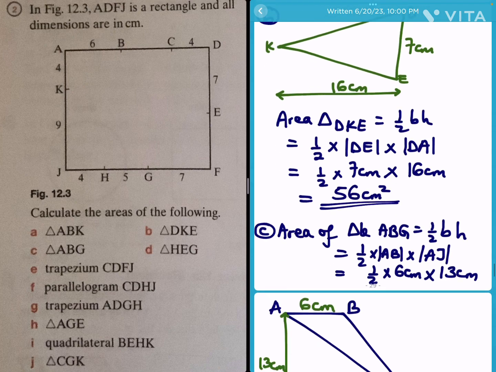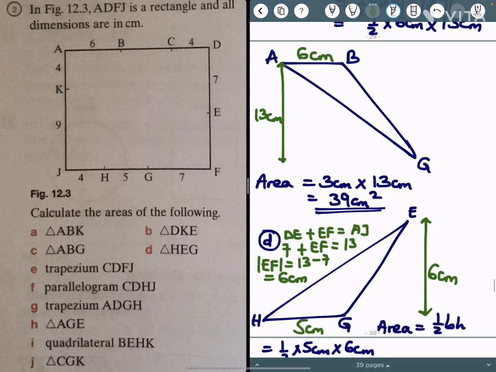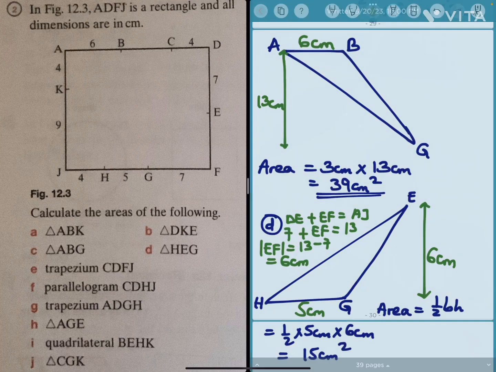Next is the area of triangle ABG. First of all, where is ABG? This is ABG here on the diagram. I've redrawn it here, but let me go back to the diagram and show you how I got base 6 centimeters and height 13 centimeters.